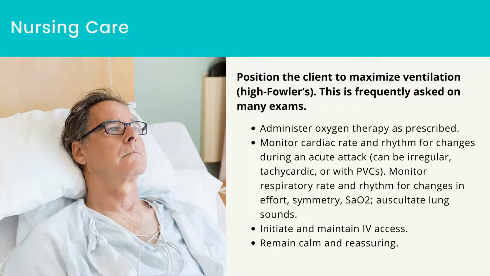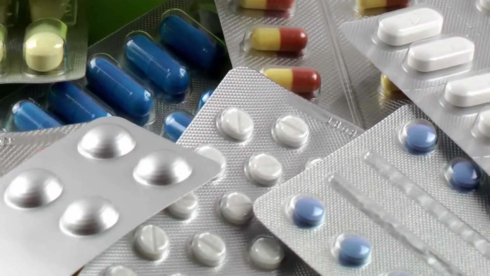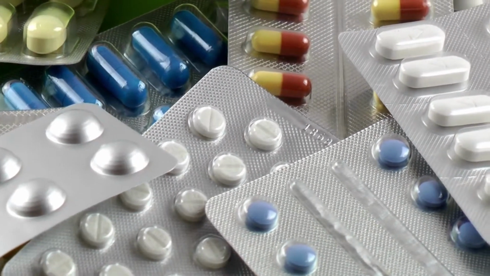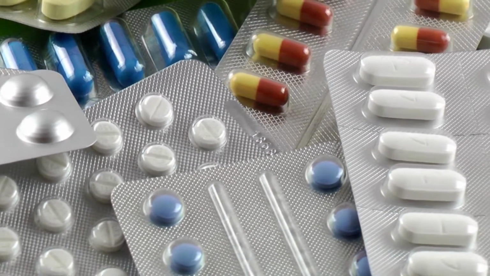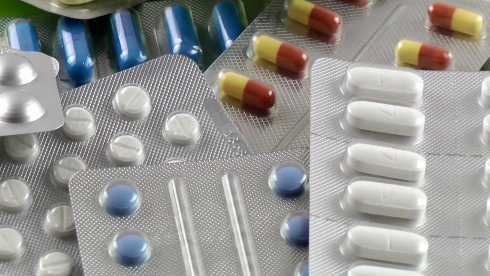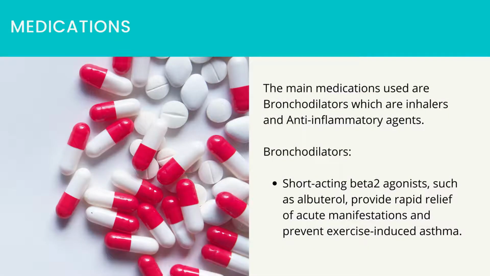Administer medications as prescribed. Medications. The main medications used are bronchodilators, which are inhalers, and anti-inflammatory agents. First, we will go over bronchodilators, as there are different types, which are the following. Short-acting beta-2 agonists, such as albuterol, provide rapid relief of acute manifestations and prevent exercise-induced asthma.